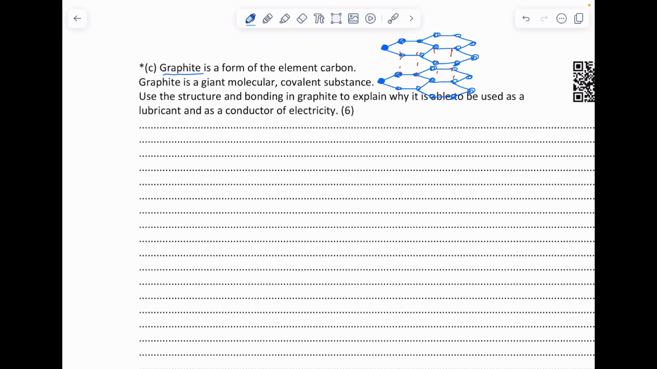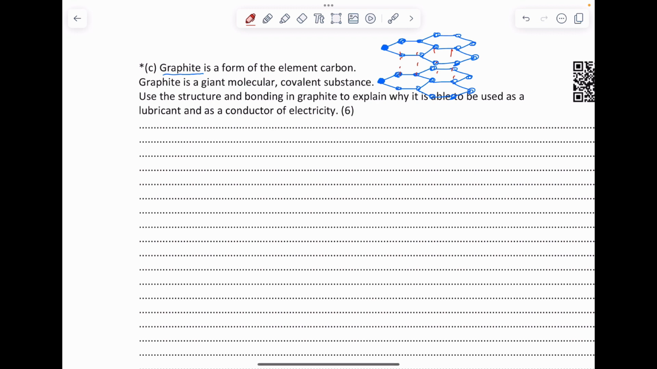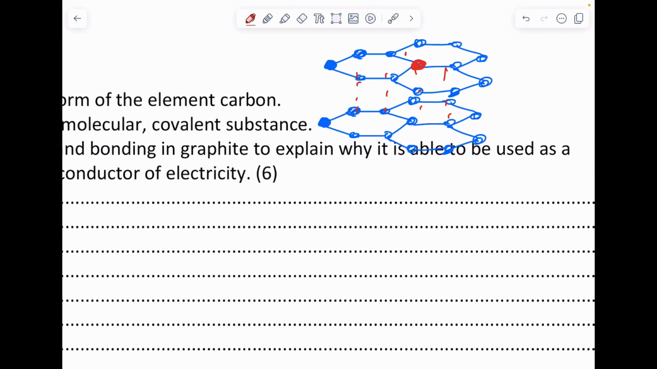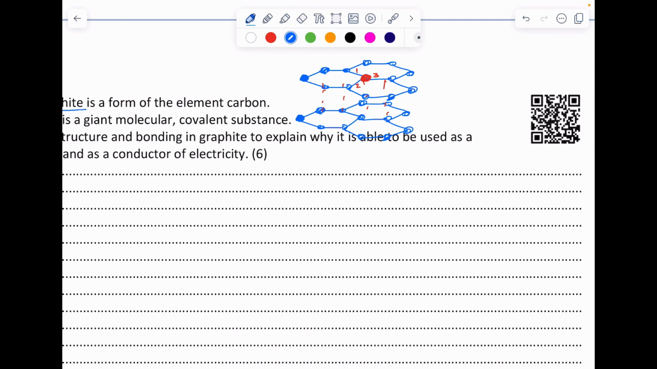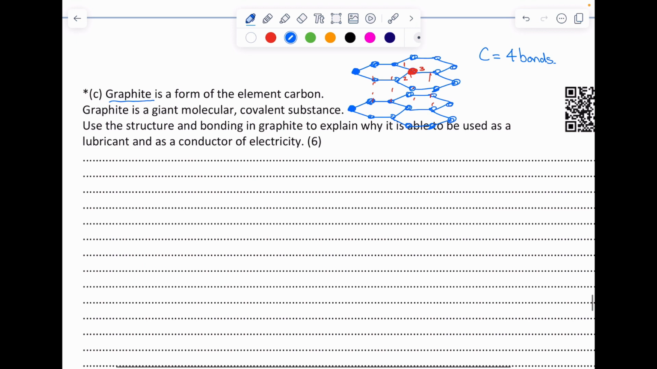And another reminder, let's highlight just one of these carbon atoms in the structure. So let's pick on, say, this one, and this carbon atom, if I zoom in on it, is forming 1, 2, 3 bonds. And carbon, you should know, normally forms 4 bonds. So it's only got 3 bonds. That should help you to explain why it behaves in the way it does.